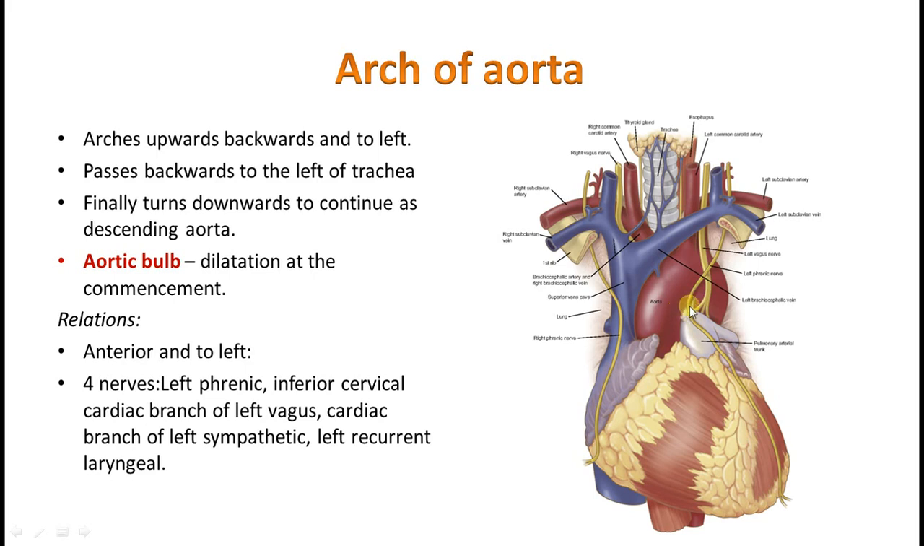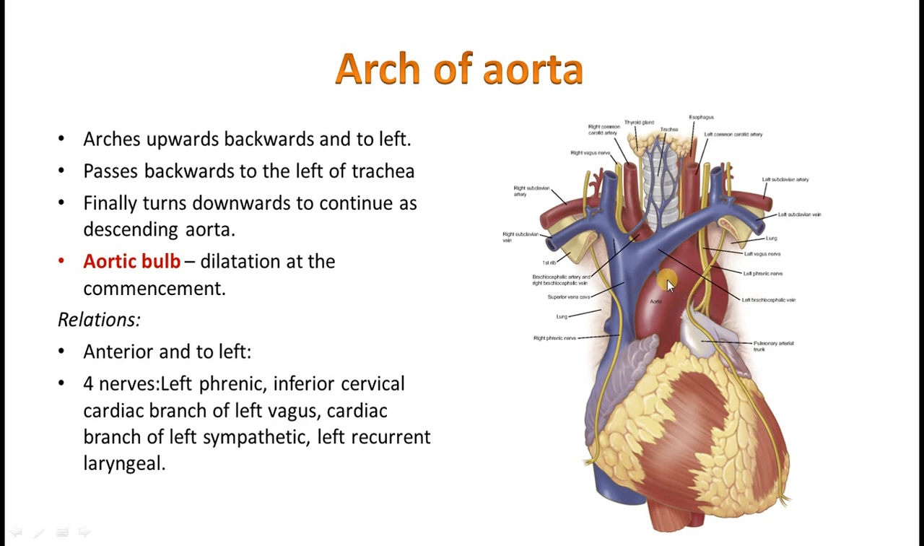And then one more branch of the vagus is the left recurrent laryngeal nerve. It will wind around the arch of aorta, and you are able to see it here in the tracheo-esophageal groove. Since it is winding, it also forms an anterior relation. So four nerves: left phrenic nerve, superior cervical cardiac branch, inferior cervical cardiac branch of left vagus, and left recurrent laryngeal nerve.